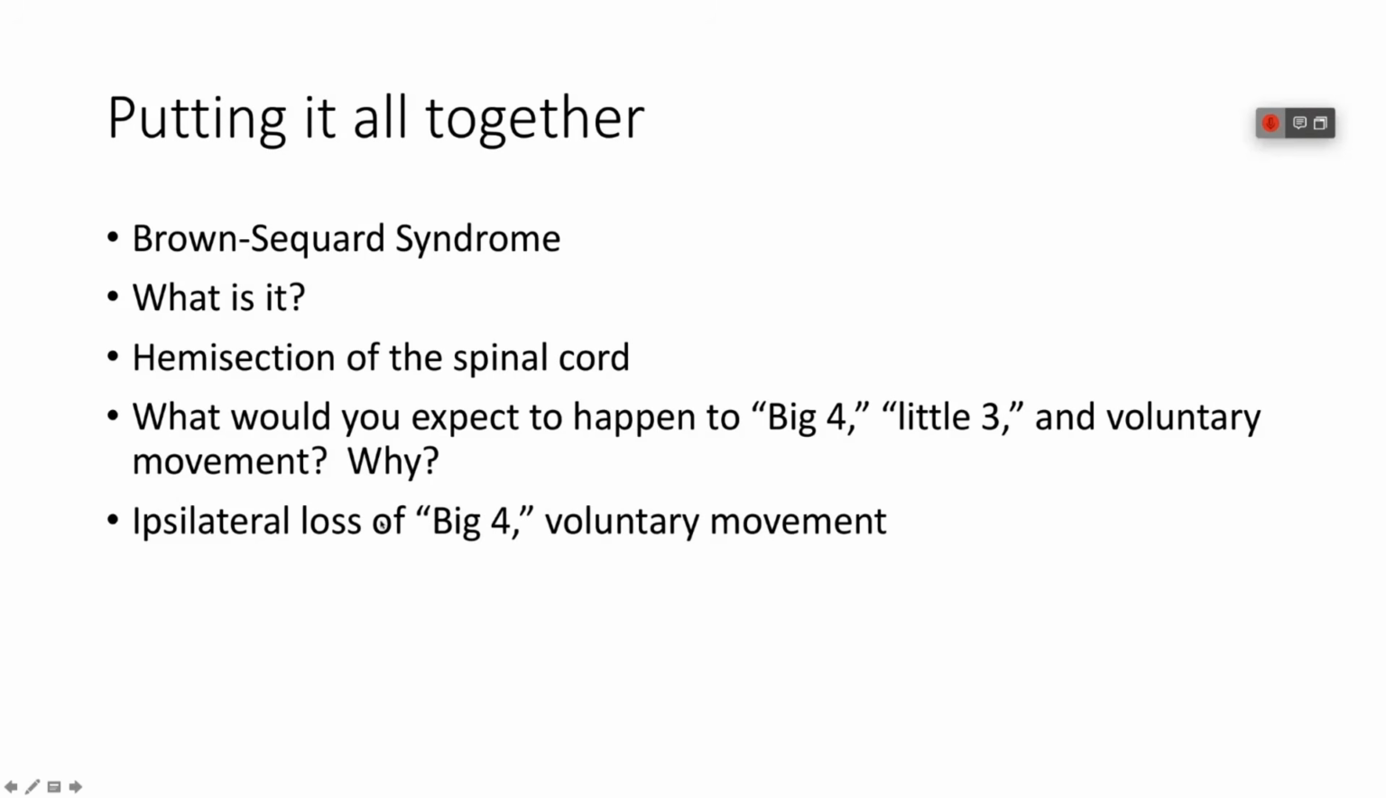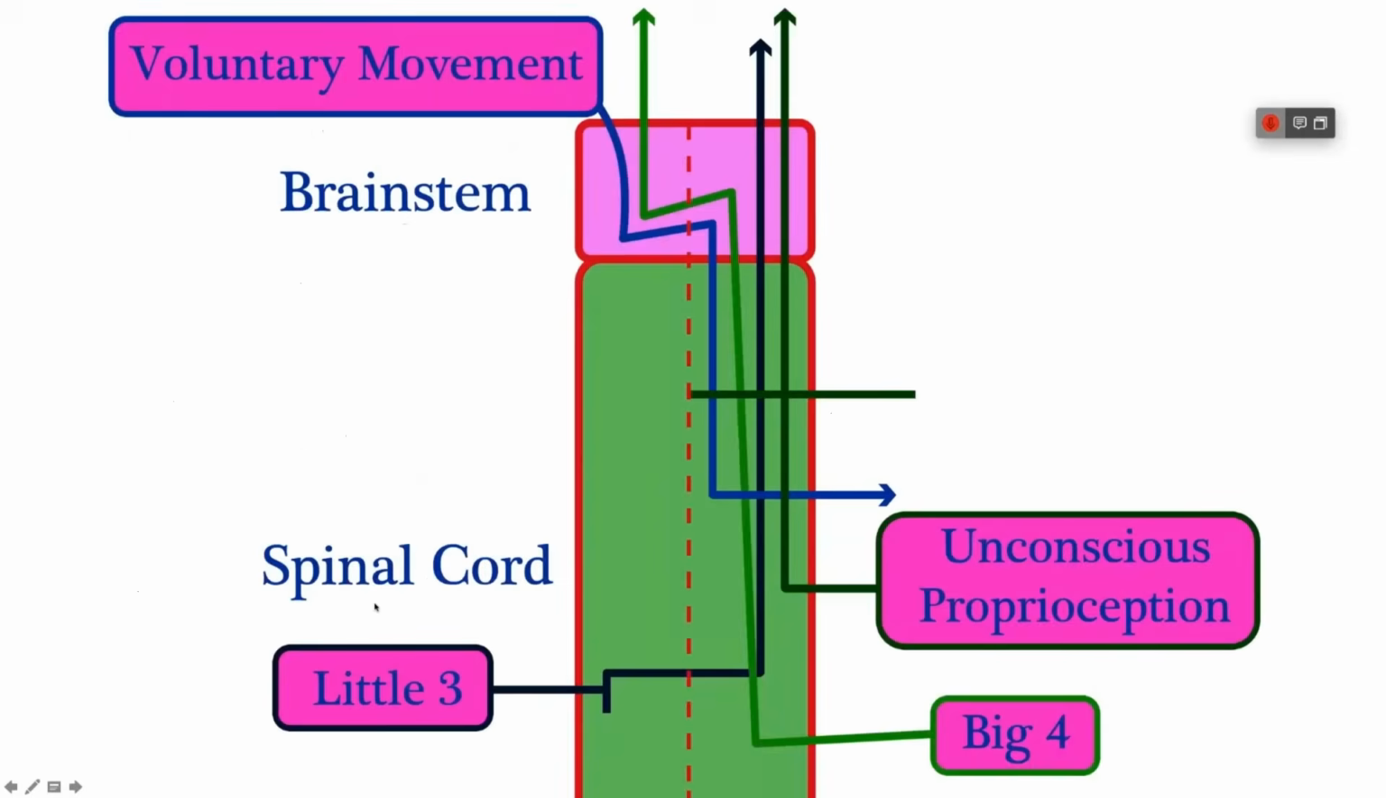Right. So again, there's ipsilateral loss of the big four and involuntary movements, and contralateral loss of the little three. I think we can all sort of understand why the big four is ipsilateral. Let's call this the left side. The left-sided information is still on the left side at the time that it's cut. So when I'm cutting the spinal cord, I'm cutting the left side's big four.